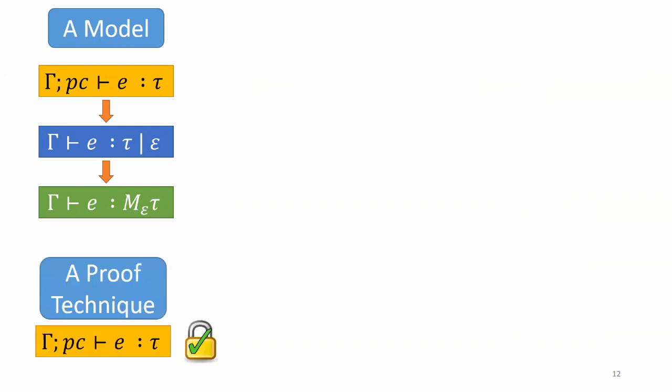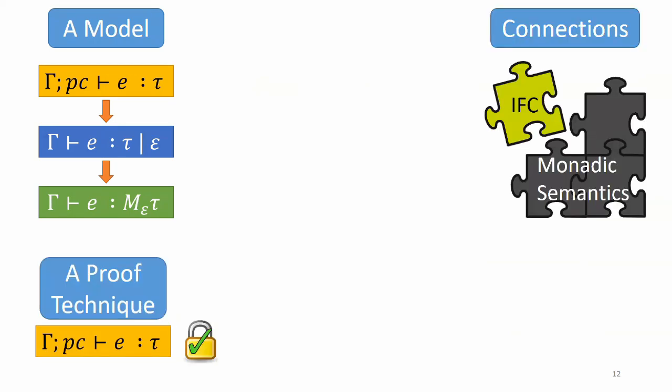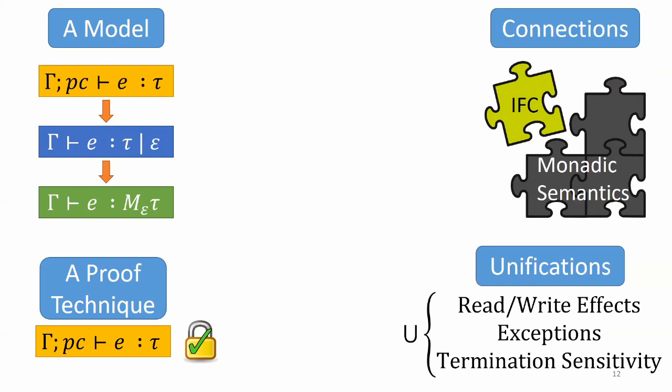Putting it all together, we've developed a new model for information flow control type systems, and in particular for program counters. This led to a new proof technique, non-interference half-off, as well as connections between information flow control and monadic semantics, an increasingly common technique in the programming languages literature. Finally, it allowed us to unify several previously disparate notions in the information flow control community, such as the treatment of read and write effects, the treatment of exceptions, and termination sensitivity.